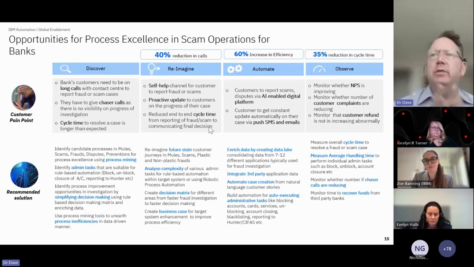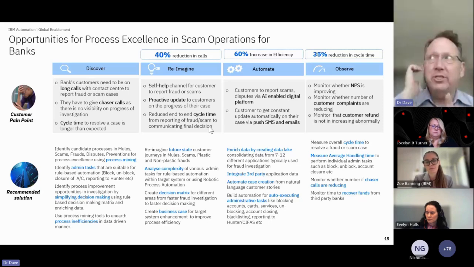The other thing is, obviously, there's a high volume of transactions. We talked about the sheer volume of these types of transactions that are going on. The more efficient that we can get, right? Again, better customer satisfaction, but also just more cost effective from a banking perspective. So there's a lot of opportunity there for efficiency.